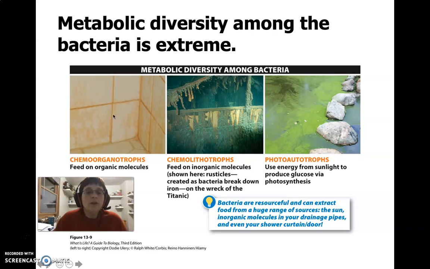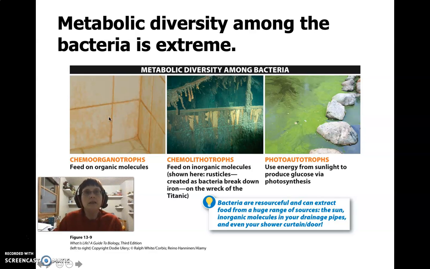So this group over on this side, these guys feed on organic molecules, anything that was once alive. So what you're looking at in this picture, if you can't figure out what you're seeing, this is a shower. You've probably seen this stuff before, this kind of orangish color, maybe sometimes a pinkish color, film that grows in your shower. These are bacteria feeding on your skin cells, your soap scum, your soap residue, things like that that are left over.